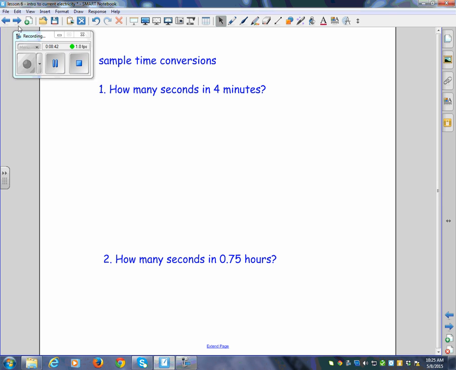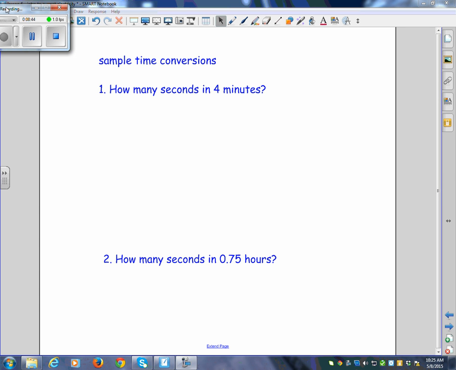Let's do some sample time conversions because you're going to have to be able to do these as well. Okay? So, how many seconds in 4 minutes? All you do is 4 minutes times 60 seconds. 240 seconds. Pretty easy, right? May not even need a calculator. If you need one, that's fine too.